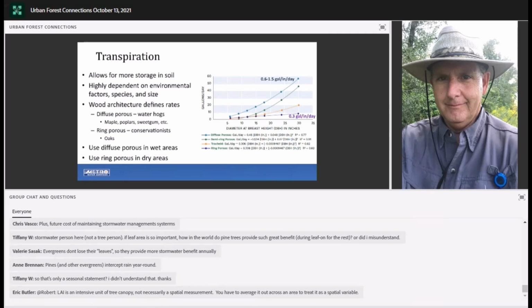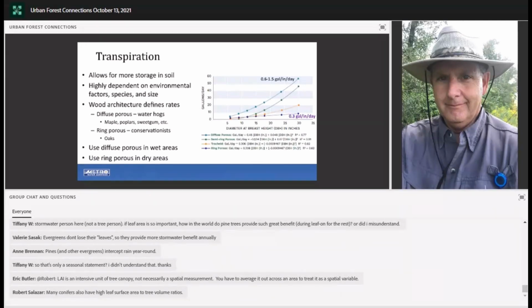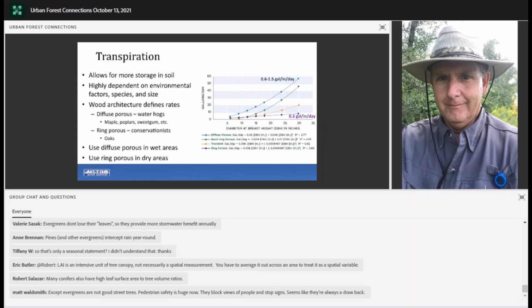So the last thing that I wanted to talk about was transpiration, and Trisha did a great job of talking about all the ins and outs of that. It's very complicated, but there are some general rules of thumb that we could begin to use. This is highly dependent on those environmental factors, species and wood architecture. But looking at some of the research, we have kind of developed some of these equations that can help us to at least begin to quantify the benefits of transpiration.